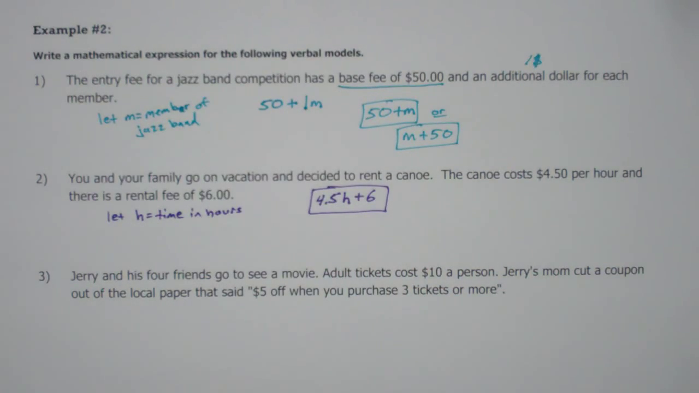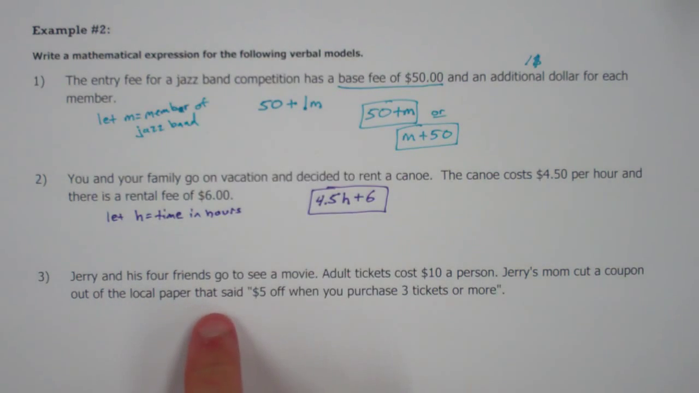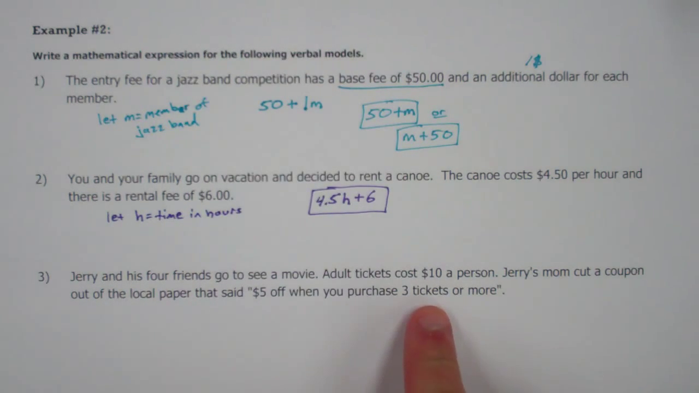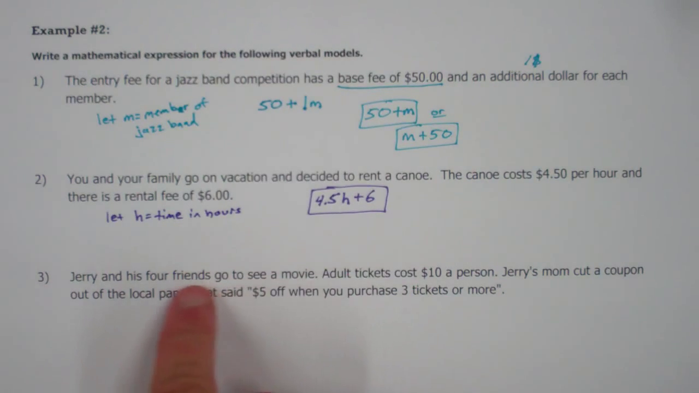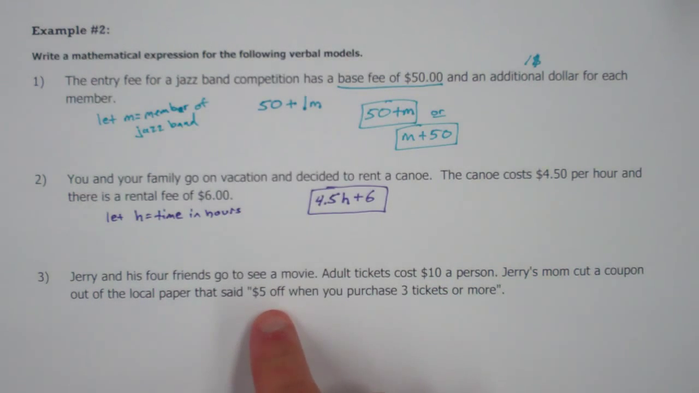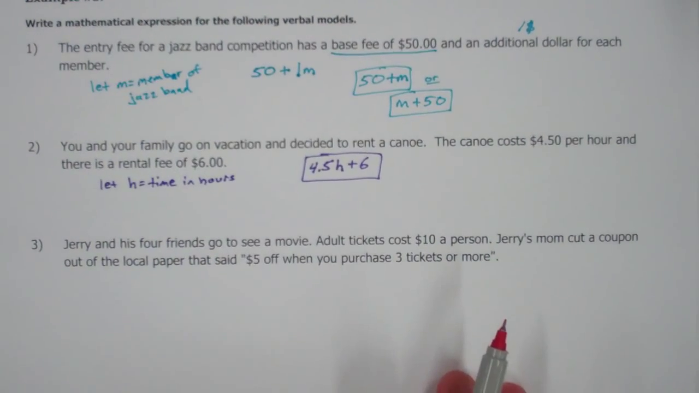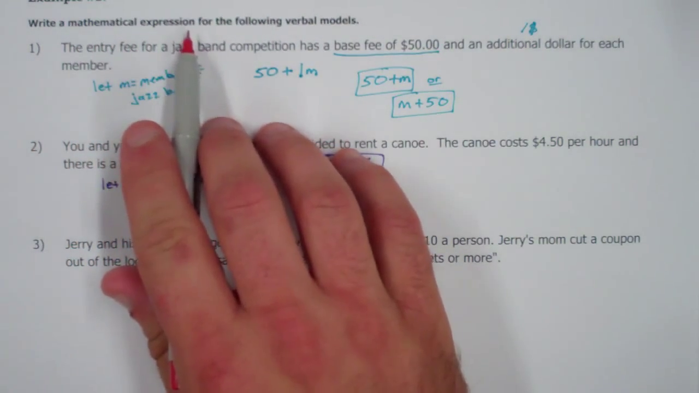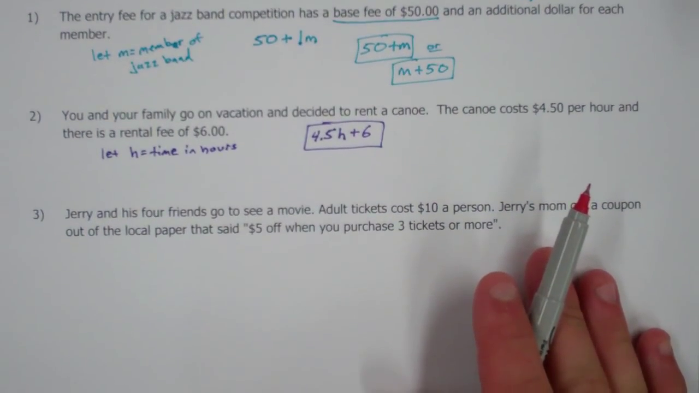In example 3, Jerry and his 4 friends go to see a movie. Adult tickets cost $10 a person. Jerry's mom cut a coupon out of the local paper that said $5 off when you purchase 3 tickets or more. So if we go back to the original sentence, it looks like Jerry and his 4 friends would be 5 people, and so they're going to get the discount. If we look at an expression to set up, and the original up here on the top it says write a mathematical expression for the verbal models.